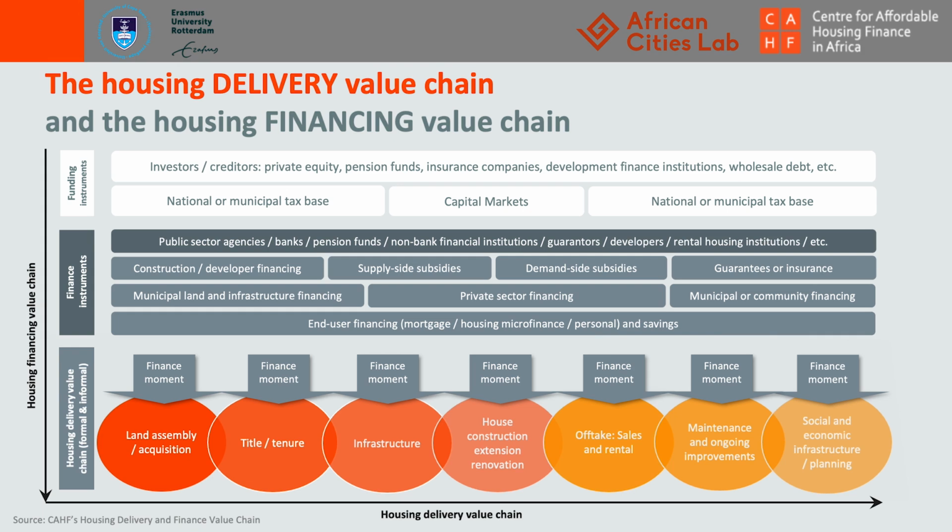The key thing about the diagram is that these two value chains, the housing delivery value chain and the housing financing value chain, intersect and interact with one another. And taking that metaphor of the chain being as strong as its weakest link further, in the intersection of these two chains with one another, any weak link can undermine the ability of any other link to function effectively.